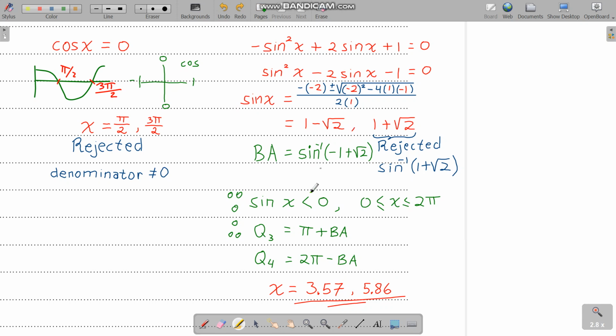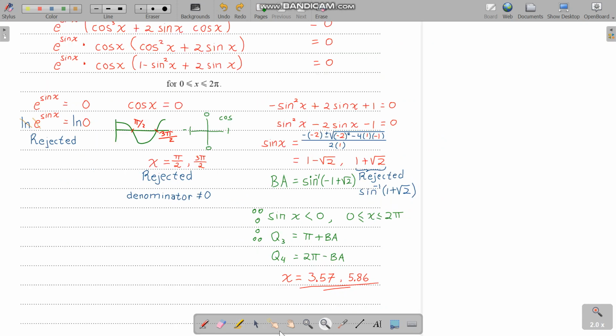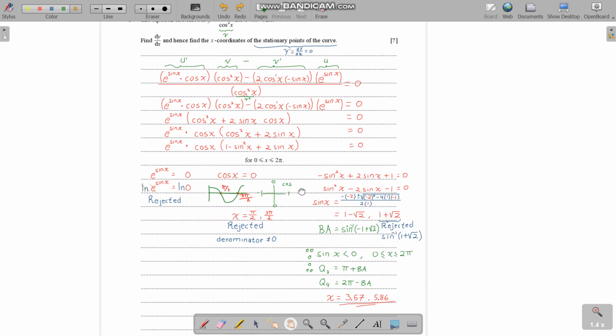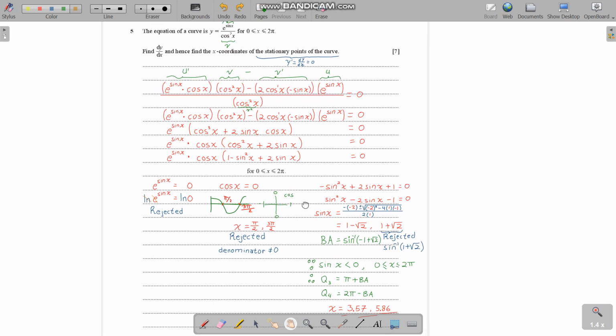Alright, so we have only two solutions, and the question is just to find the x coordinates, with no need to find the y coordinates, so we are done here.